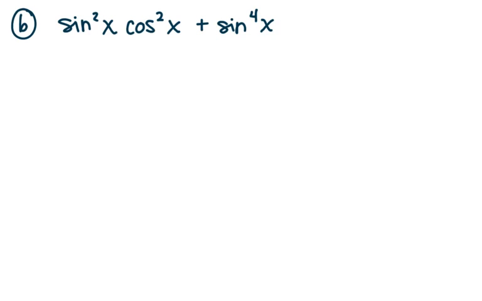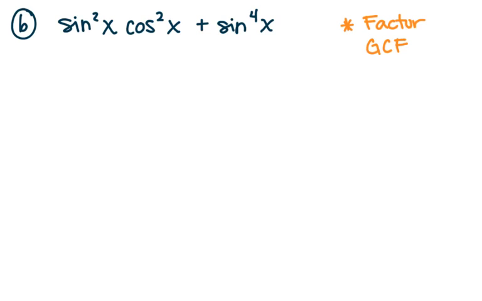For our second example in this video, we have sine squared x times cosine squared x plus sine to the 4th power of x. And again, we need to simplify. So in this situation, we're going to factor. We're going to do the reverse of what we just did in that first piece. We're going to factor. Sometimes things factor as though they are quadratic. In this case, we're going to factor a GCF.